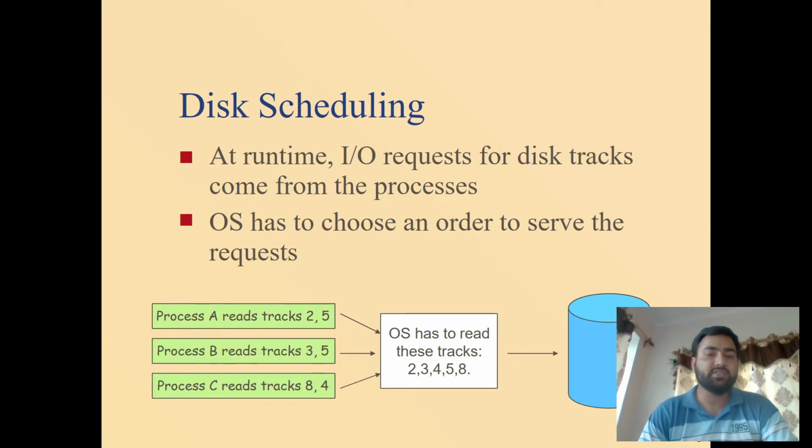For example, as you can see in the diagram, process A reads tracks 2 and 5, process B reads tracks 3 and 5, and process C reads tracks 8 and 4. These are the requests made by the processes A, B and C. So these requests go to the operating system. The task of the operating system is to read these tracks, that is track 2, 3, 4, 5 and 8 from the disk, from the permanent storage that is connected to the system.